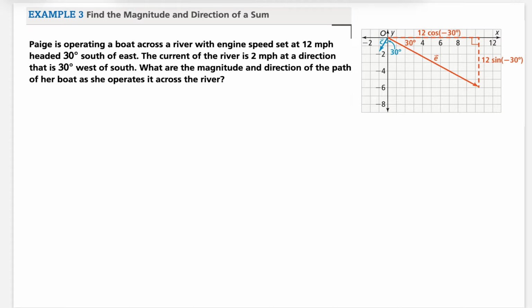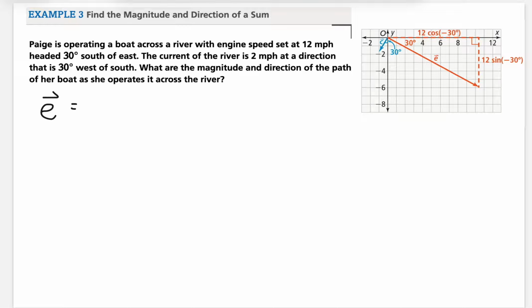Okay, so the first thing we need to look at is we need to get the vector for Paige and her boat. So if you look at the little picture off to the side, the orange vector E is representing the boat, and the blue vector C is representing the current. So if we start with vector E, we need to find in component form what that vector would be.